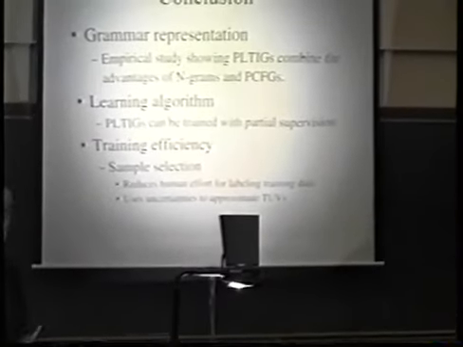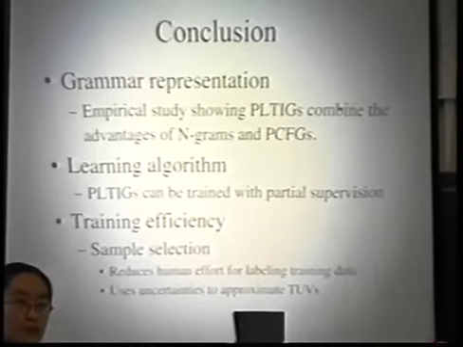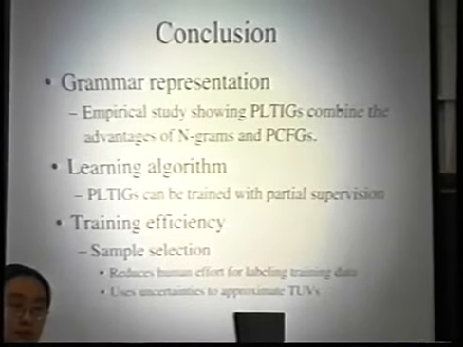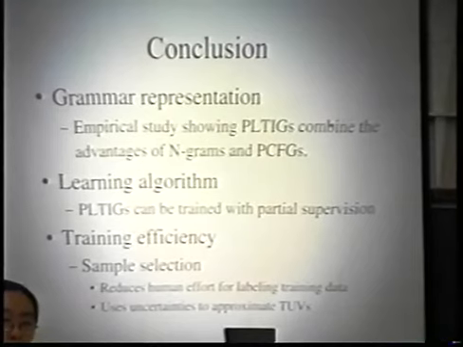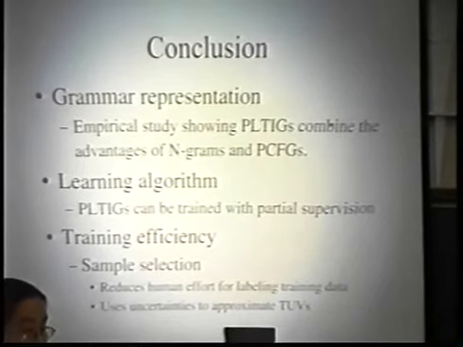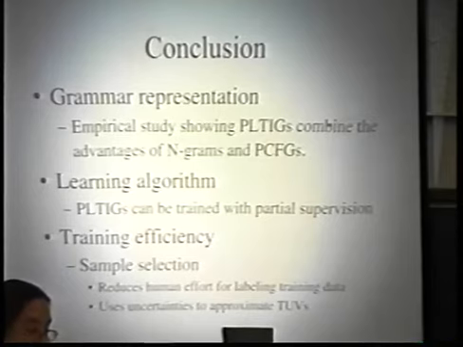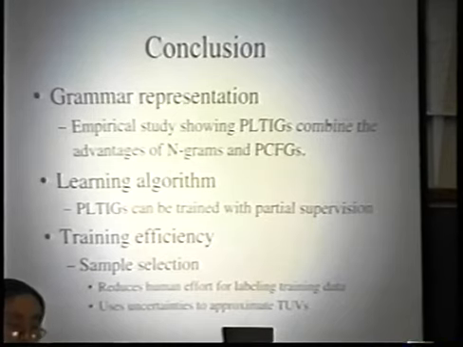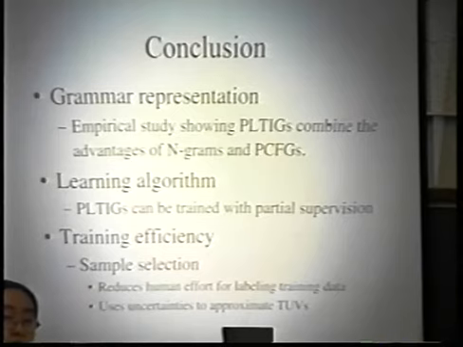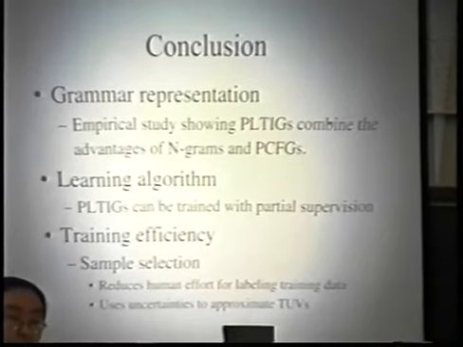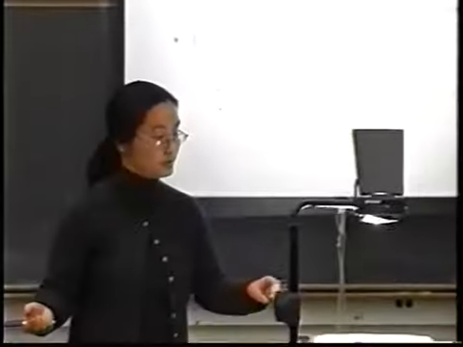Okay, so in conclusion, I covered a whole bunch of stuff that I've been looking at recently. In terms of grammar representation, I was working on using PLTIGs to combine the best features of n-grams and PCFGs. Then I created a learning algorithm for it so that we can use partial supervision to train the grammar. And finally, we looked at ways to make the training process more efficient in terms of human annotation time. We showed that uncertainty is a possible way to approximate the training utility value of unlabeled data and use that as a metric to pick new sentences to be labeled by humans.